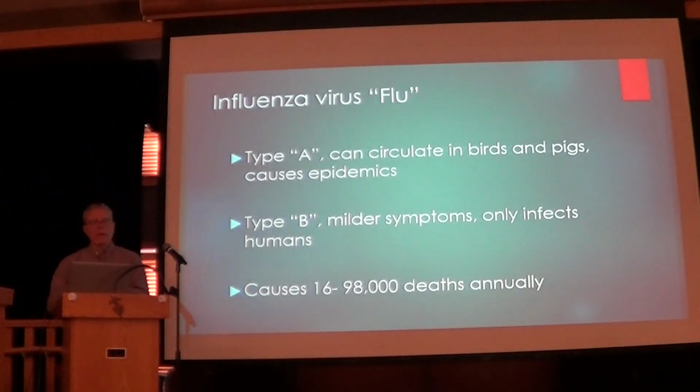So let's talk a little bit about influenza or the flu. There are two basic types. We call them A and B. Type A is the type of flu virus that also can circulate in animals. So we see it in birds, we see it in pigs. Those are probably the most common ones.